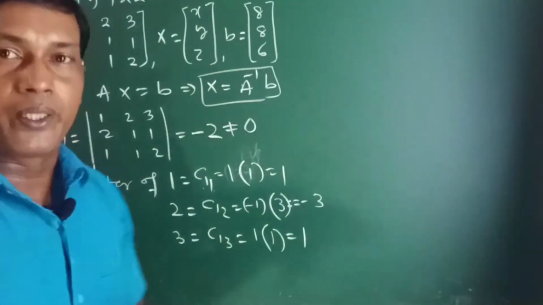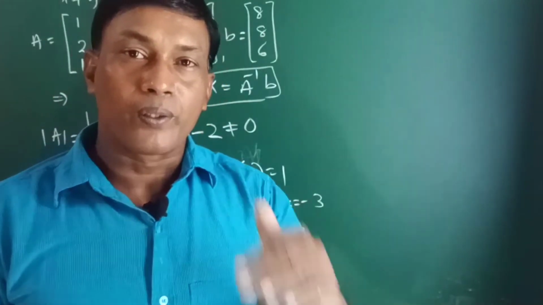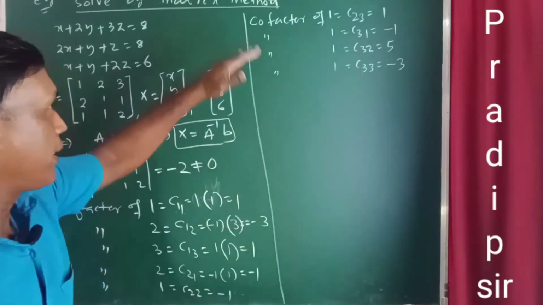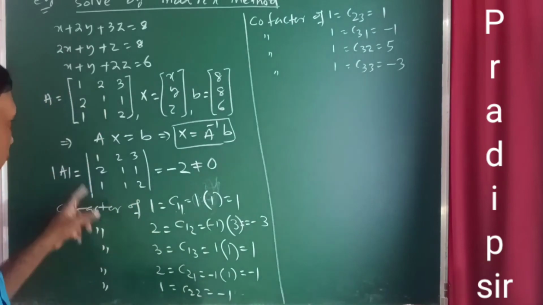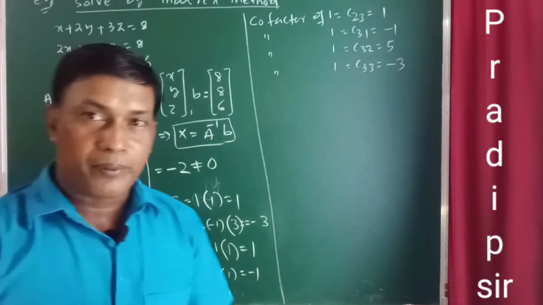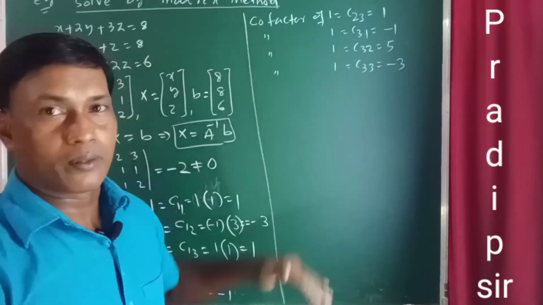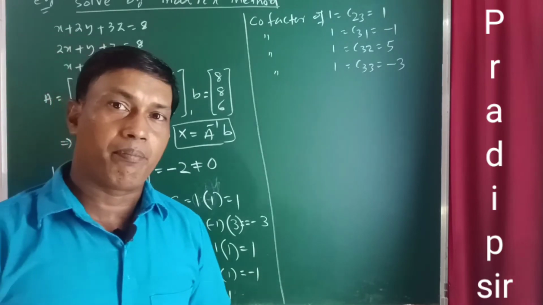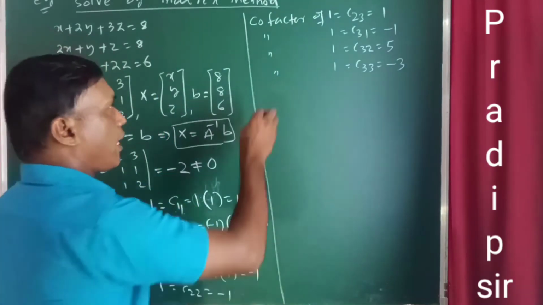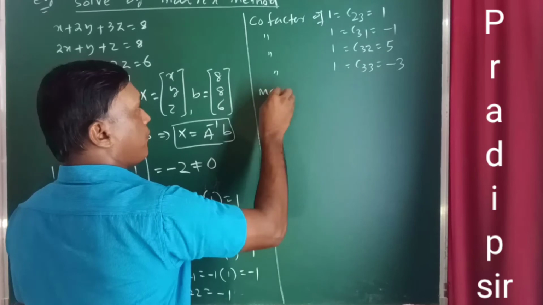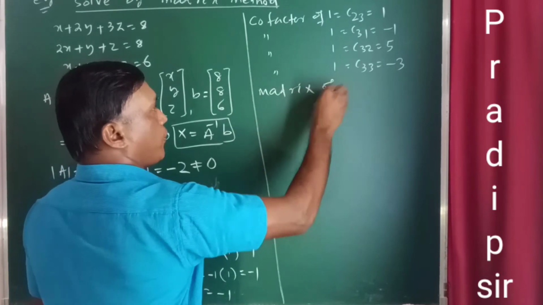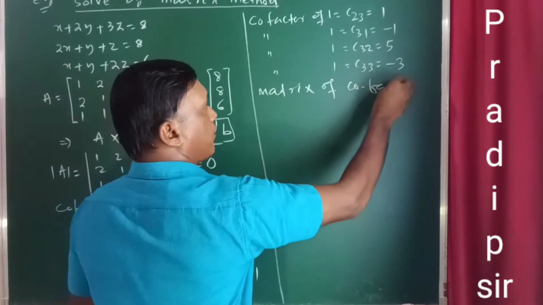So in this way you have to find all the cofactors. I write all the cofactors for all elements. After getting all the cofactors, you have to find the matrix of cofactors. Now here I am writing the matrix of cofactors.